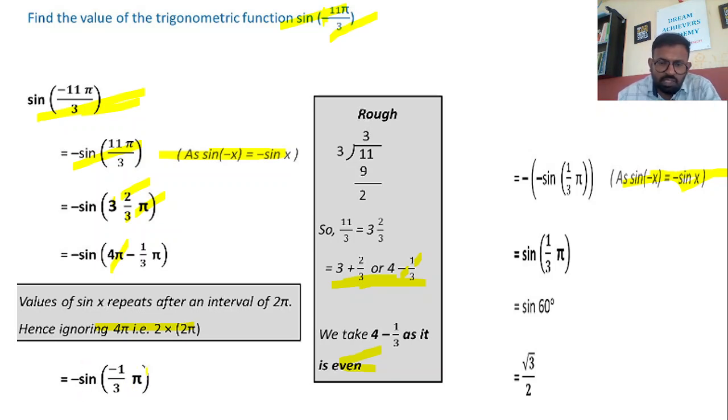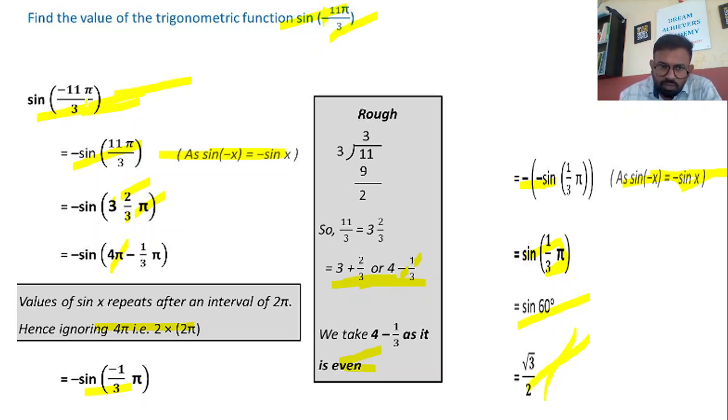So sine of minus pi by 3 is nothing but minus sine x, so it will become minus into minus, plus. So sine of pi by 3. Sine pi by 3 means 60 degrees. So sine 60 degrees is root 3 by 2. Finally, sine of minus 11 pi by 3 is root 3 by 2.